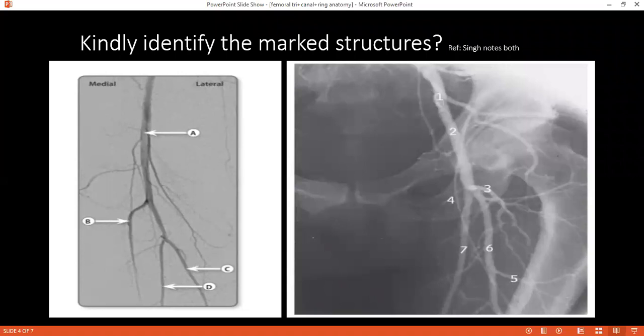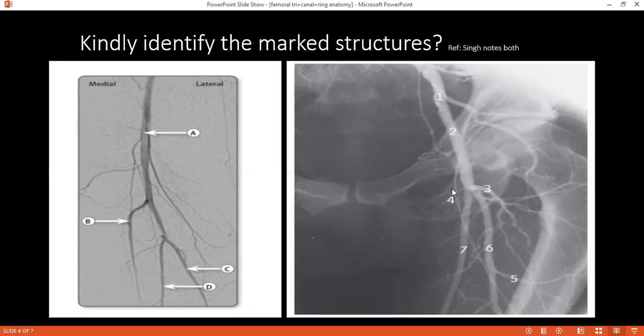Okay, healthy side. Can you please tell me the surface marking of the adductor hiatus? Last question. The adductor hiatus is a line between the anterior superior iliac spine and the adductor tubercle of the femur. Very good. Last question.